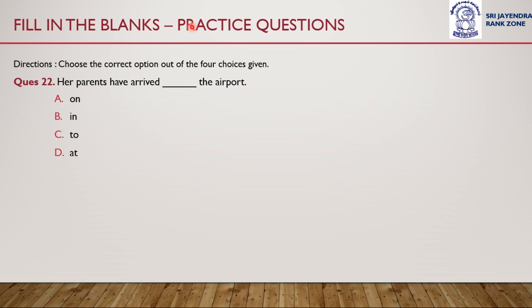Question number 22. Her parents have arrived dash the airport. Options are option A, on, option B, in, option C, to, and option D, at. On, in, to, at. These are the four options. Her parents have arrived dash the airport. Which of the options do you think is most appropriate?